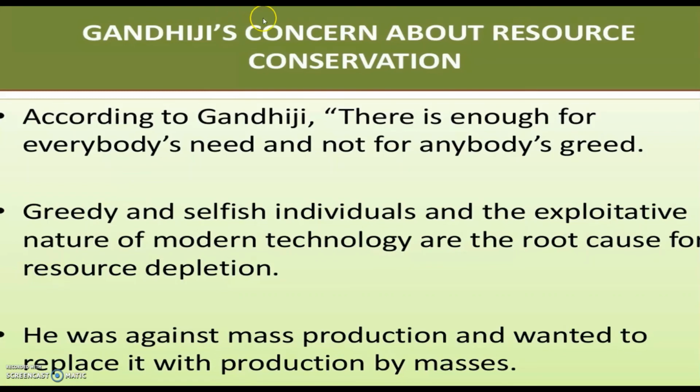Then Gandhiji was concerned about resource conservation. According to Gandhiji, there is enough for everybody's need and not for anybody's greed. This is the famous quote. Greedy and selfish individuals and the exploitative nature of modern technology are the root cause for the resource depletion. He was against mass production and wanted to replace it with production by masses.